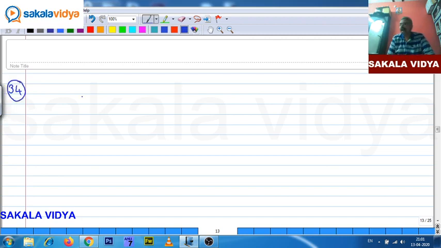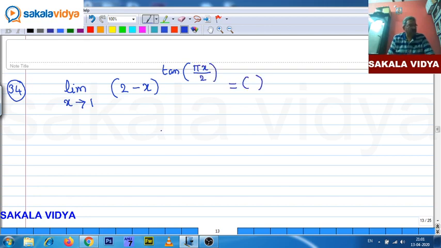Thirty-fourth question. Limit x tends to 1, (2 minus x) all to the power of tan of (pi x by 2) equals to, this is the question.